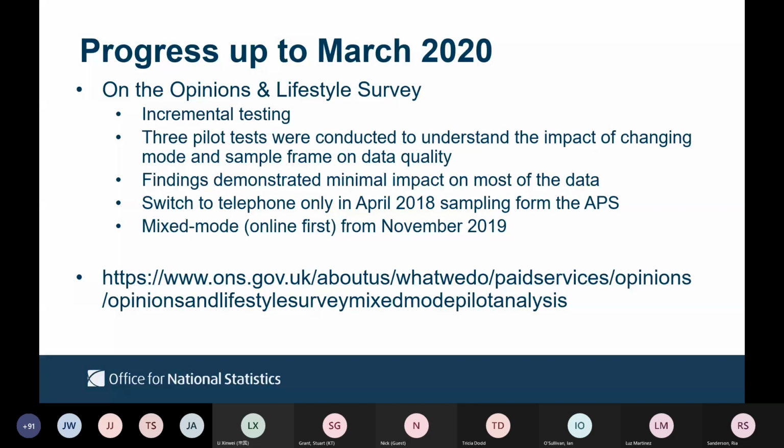And as you can see at the end of the slide, which will be shared by the committee afterwards, there's a link to some of the reports that we published, which have outlined the work that we've done towards the transformation of the opinion survey. So that's where we were by the beginning of March 2020 on the opinion survey.